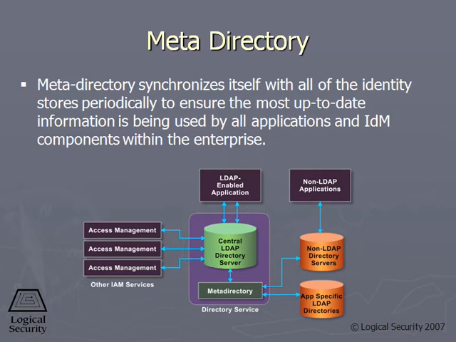Now, it could be a meta directory, which means that it actually has the information that is pulled from the different what's called identity stores. So it would pull information from maybe a SQL database, maybe from a mainframe, maybe from some type of server, maybe from some other type of database. So the meta directory means the data is actually there.